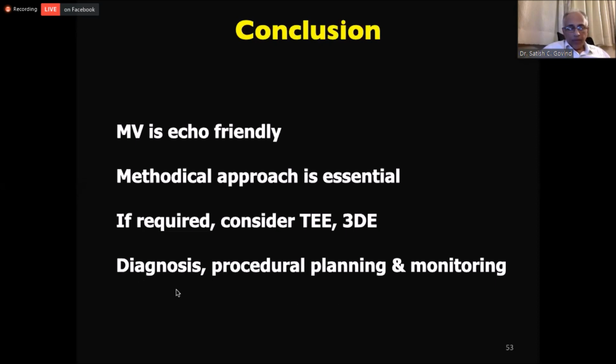So my last line would be, echo is very useful in trying to look at the diagnosis and detecting the abnormality. It can be very useful in terms of procedural planning, and also to monitor these patients post-procedure, or even as they progress and you want to keep looking at the patients for long-term monitoring.